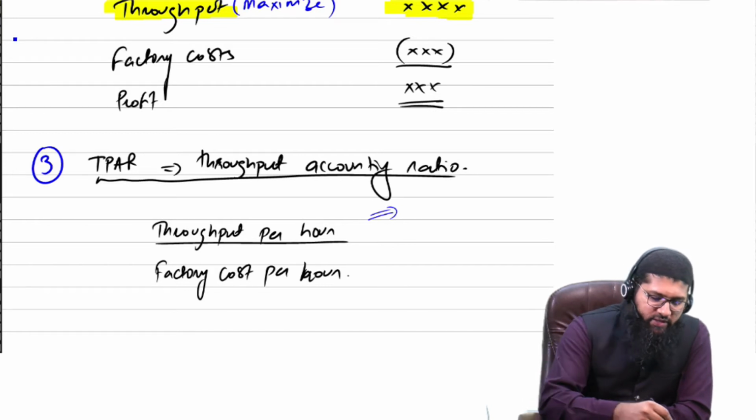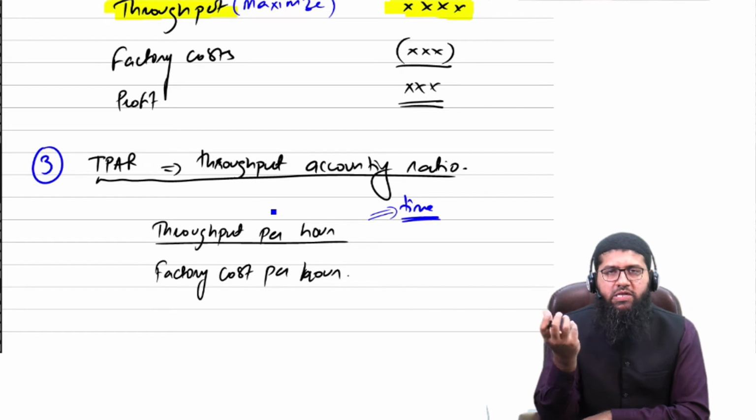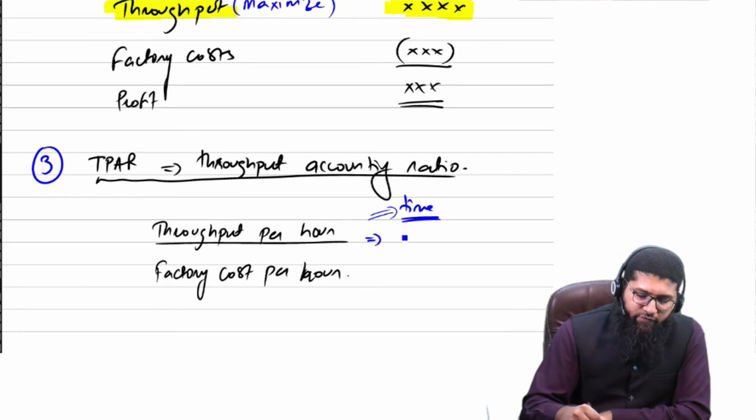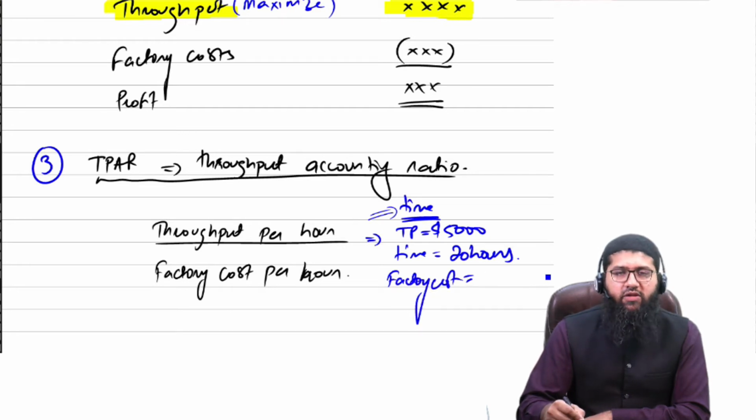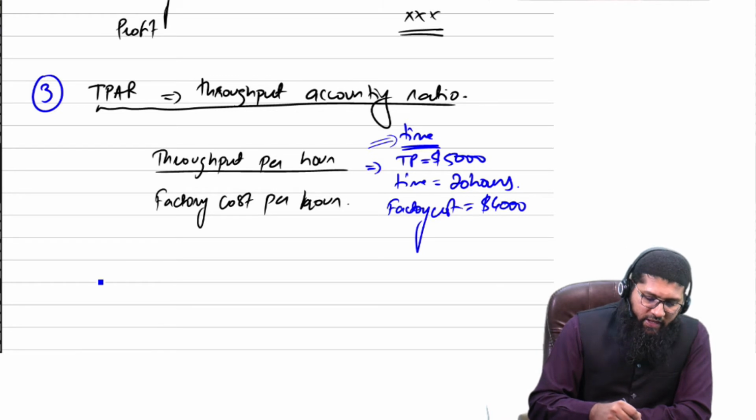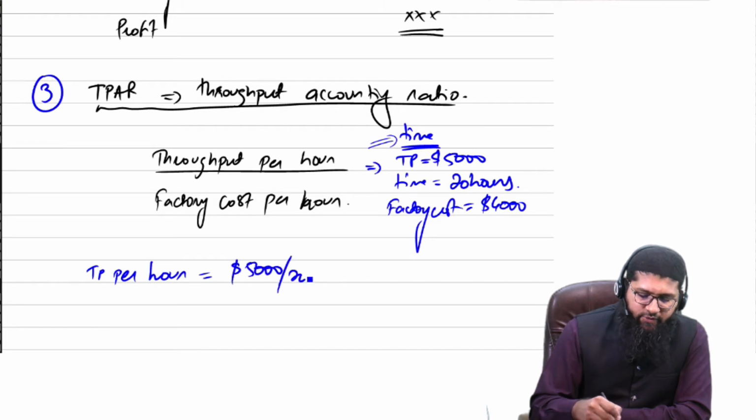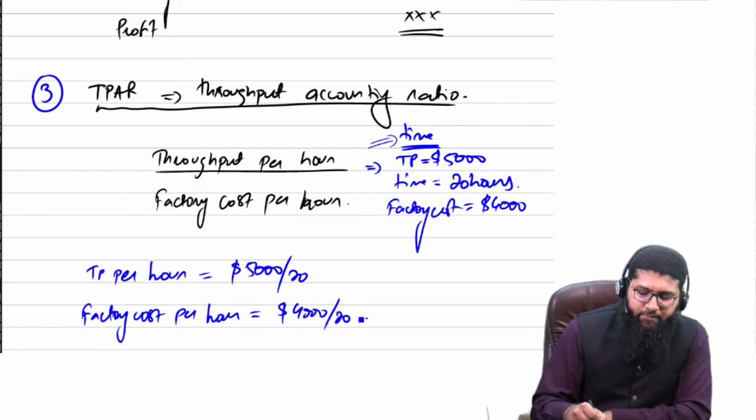This means that whatever the time that you use as an entity for the production, whatever the throughput per hour, whatever the throughput over the total time, let's say you have got a throughput of $5,000 and the time that you have used is 20 hours, and the factory cost is, let's say, $4,000. So resultingly, the throughput per hour is going to be $5,000 divided by 20. The factory cost per hour is going to be 4,000 divided by 20.